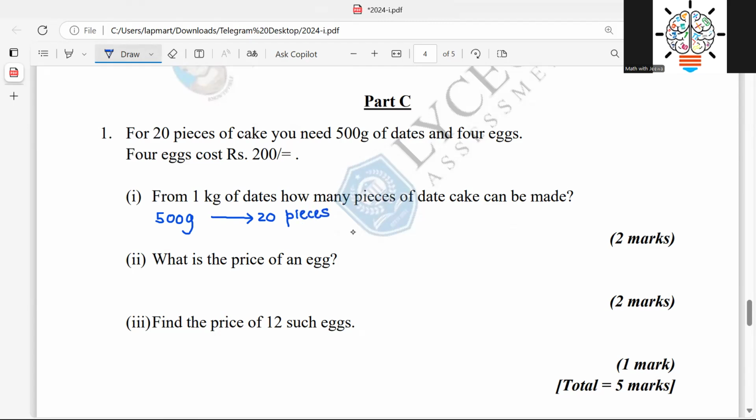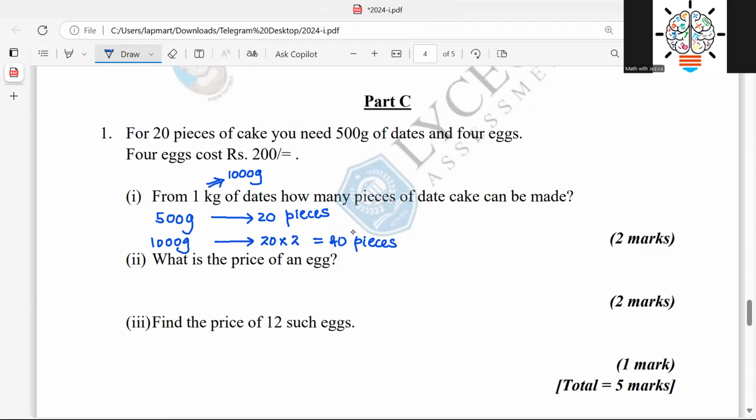First of all, we want to identify what 1 kilogram is. It is 1000 grams. So if it is 1000 grams, the number of pieces should be double. So 20 multiplied by 2 equals 40 pieces. That means if you have 1 kilogram of dates, you can have 40 cake pieces.